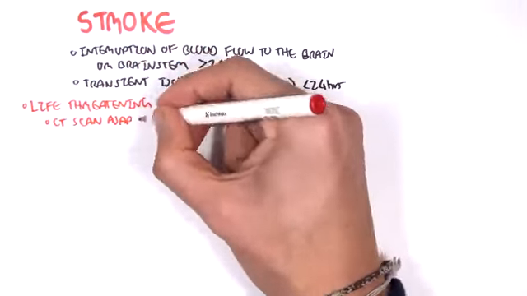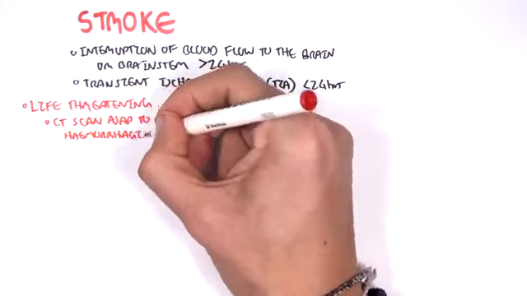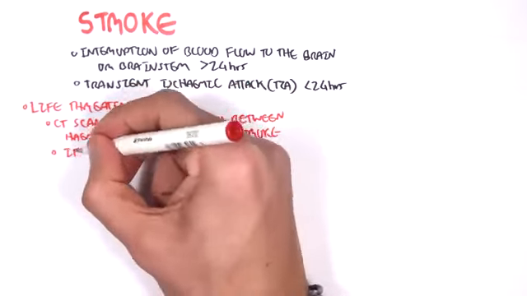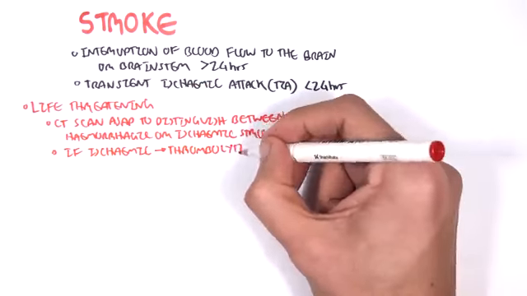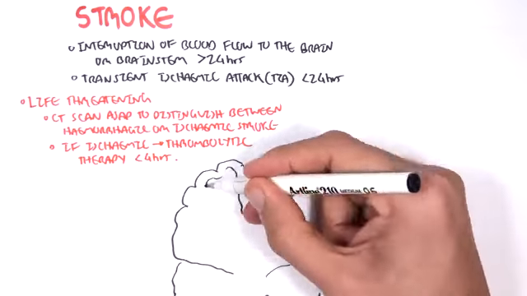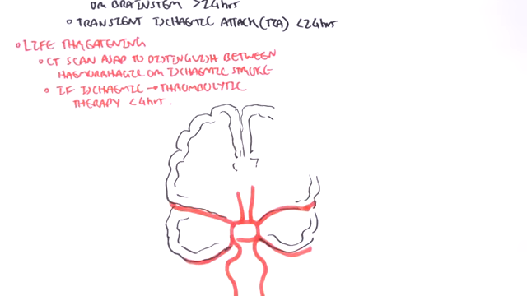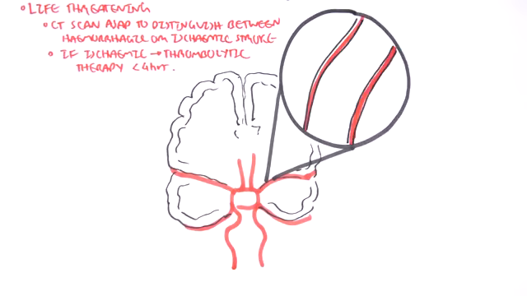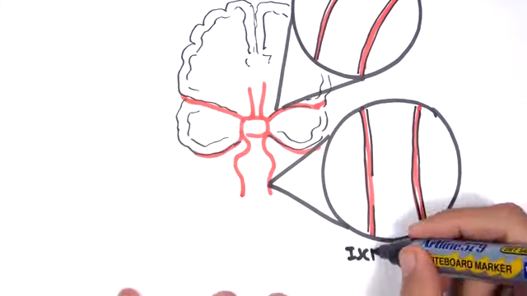A CT scan has to be conducted as soon as possible to distinguish between two types of stroke, hemorrhagic and ischemic stroke. If it's an ischemic stroke, thrombolytic therapy has to be initiated as soon as possible. Now let's talk about these two types of strokes, ischemic stroke and hemorrhagic stroke. Here I'm cutting a coronal section of the brain. In red are your cerebral arteries. Here is your middle cerebral artery we're zooming into, and this is your internal carotid that joins the circle of Willis, forms the circle of Willis.